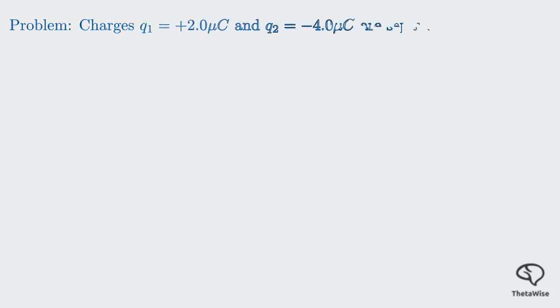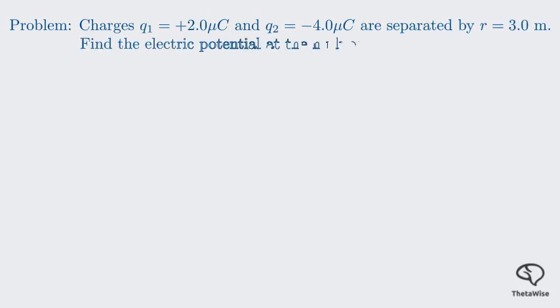Let's apply our knowledge of electric potential to a practice problem. Consider the same two charges from our previous example. A positive charge Q1 of 2 microcoulombs and a negative charge Q2 of negative 4 microcoulombs, separated by 3 meters. This time, we want to find the electric potential, or voltage, at the midpoint between them. First, let's understand the geometry. The total distance is 3 meters, so the midpoint is at 1.5 meters from each charge.